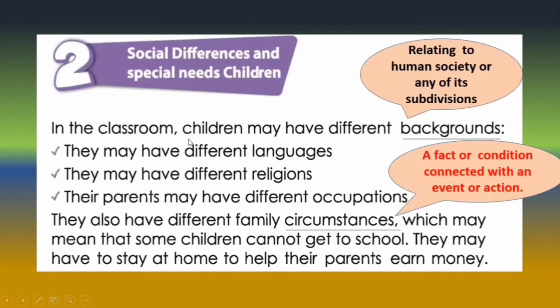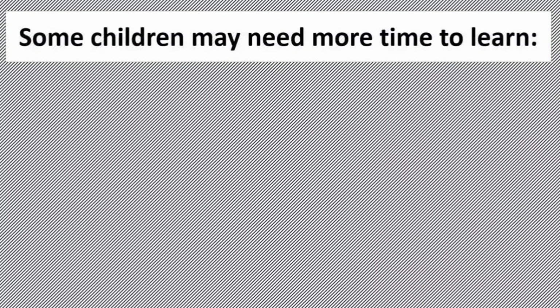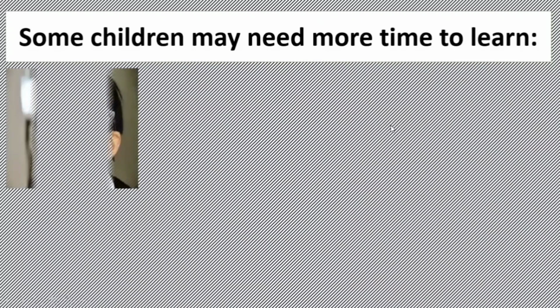Okay. So if a short question comes like this, which type of children of different backgrounds we may have in our classroom, at that time you can write that we may have children of different backgrounds in a classroom. That is, they may have different languages, different religions, and their parents may have different occupations. Okay, students, clear?